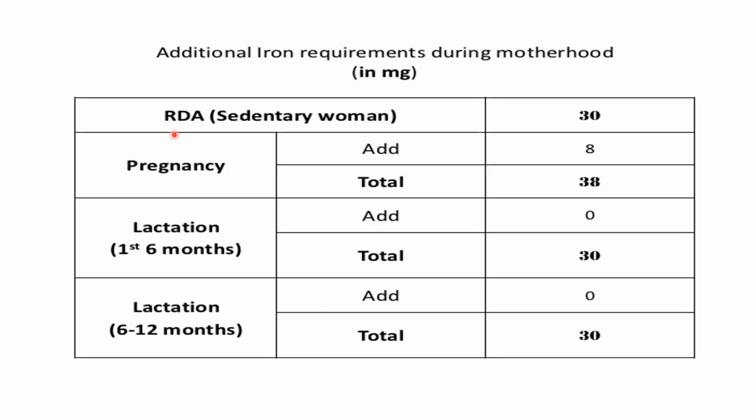So looking into the recommended daily allowances for a sedentary woman, a normal case, she needs 30 milligrams of iron in a day, and during pregnancy we are supposed to give an additional 8 milligrams, and altogether the total iron requirement of the lady will become 38 milligrams in a day. And during the lactation period, as I told you, if the mother is having lactational amenorrhea, there is no need to give additional iron supplements. You can only advise her to take food items which contain more iron. Next, we can see the vitamin requirements.